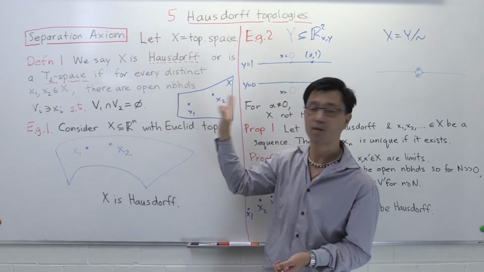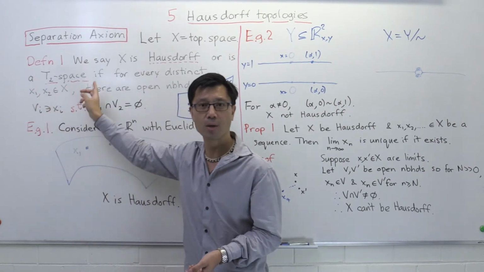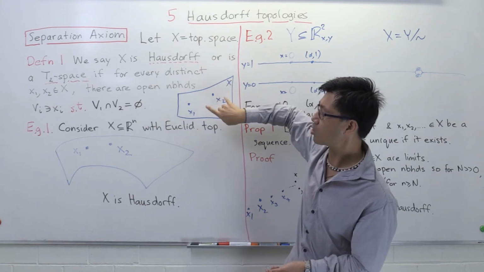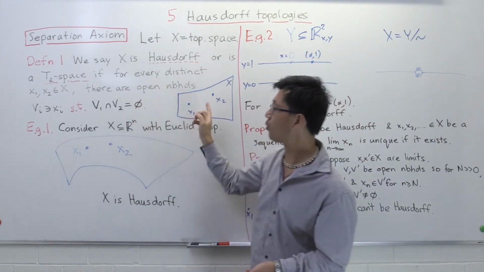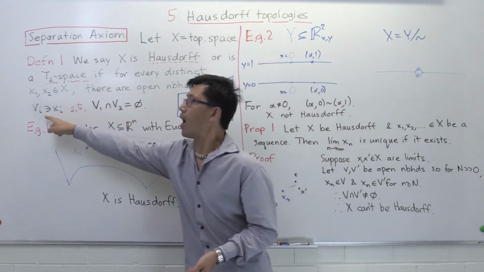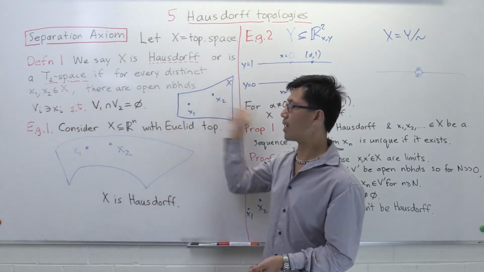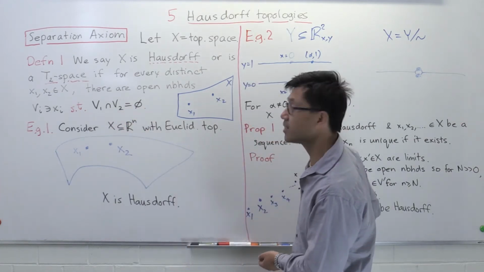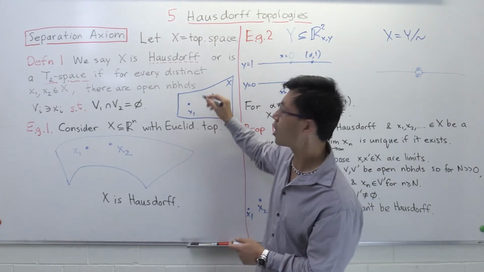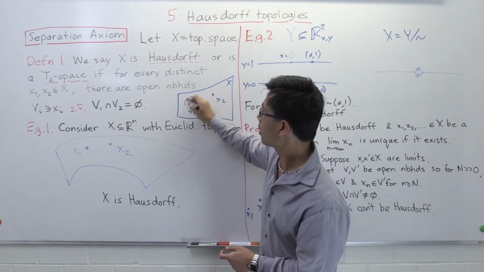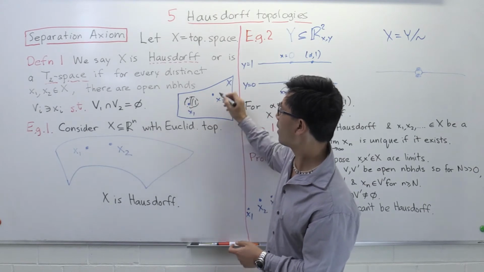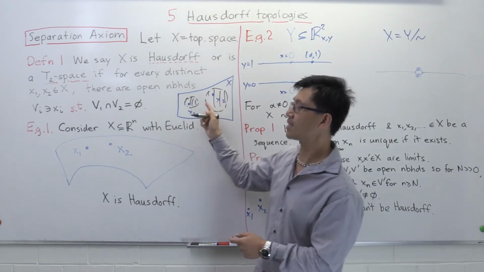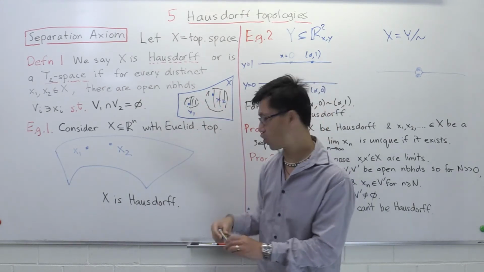Okay, so the condition is as follows. We look at every pair of distinct points x1, x2 in our space X. And we want to say that given such a pair of distinct points, there are open neighborhoods of each of them, V1 and V2, open neighborhoods of x1 and x2, such that their intersection is empty. So the situation you should find is something like this. Here are 2 points. You can find an open neighborhood, like this one here, V1, and another one like this, V2, and their intersection is empty, so they're disjoint.